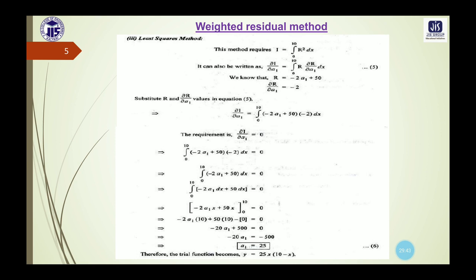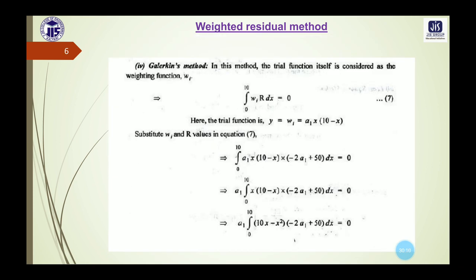If we do the integration of this equation, then after several steps we will get the value of a1, this is equals to 25. So that means using the least square method also we are getting the same value of the parameter a1, which is 25. So the trial function here is y equals to 25x into 10 minus x.